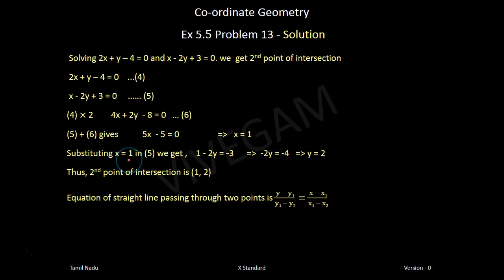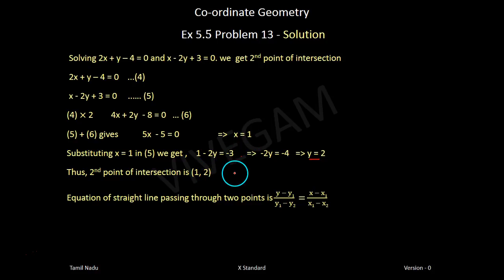So substituting x equal to 1 in equation 5, we will get 1 minus 2y equal to minus 3. This plus 3 goes to the other side as minus 3. So minus 2y will be, take this 1 also to the other side, so it will become minus 3 minus 1, minus 4, or 2y will be equal to 4, or y will be equal to 2. Okay, so the point of intersection will be 1, 2. So this is the second point of intersection.